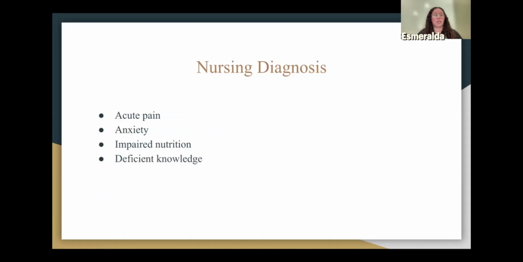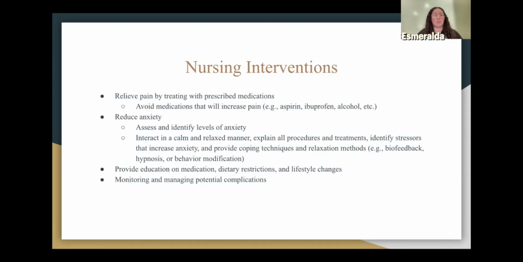Nursing diagnoses would be acute pain, anxiety, impaired nutrition, and deficient knowledge. Nursing interventions would be to relieve pain by treating with prescribed medications, reduce anxiety. So assess and identify levels of anxiety, interact in a calm and relaxed manner, explain all procedures and treatments, identify stressors that increase anxiety, and provide coping and relaxation mechanisms. We would provide education on medication, dietary restrictions, and lifestyle changes, and monitoring and managing potential complications.